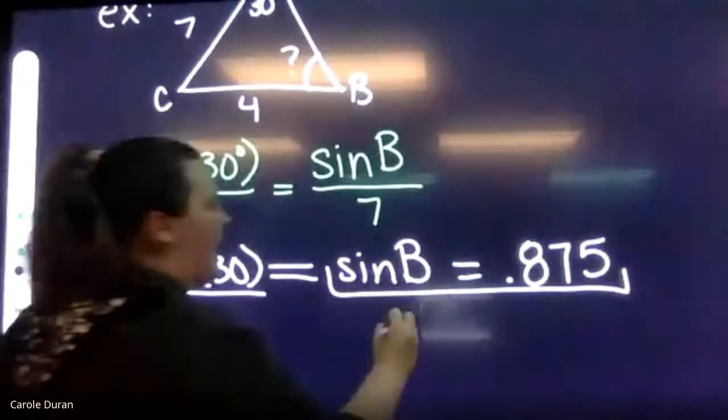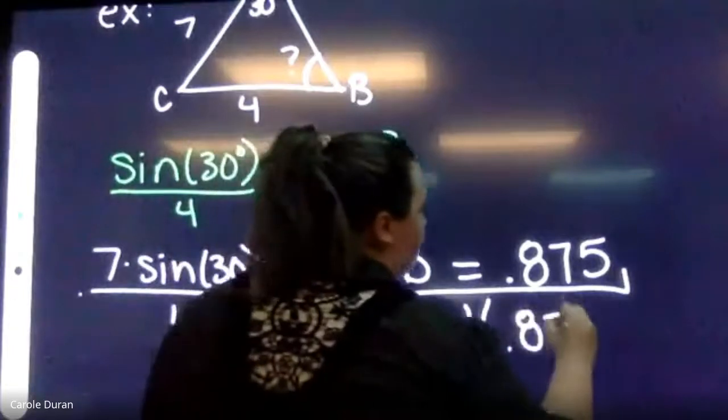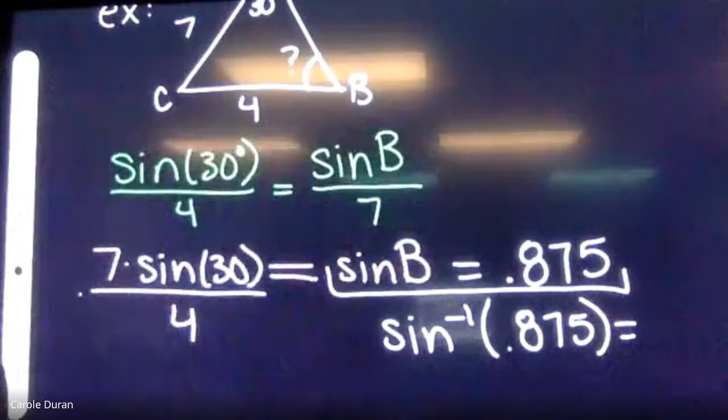So I'm going to do sine inverse of 0.875 in degree mode, because that is the angle that I want. You get 61.05 degrees. And that is what B equals. Jerry, what's your question? You can just say 61 degrees, that's fine.